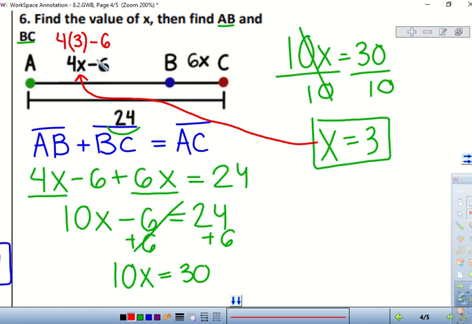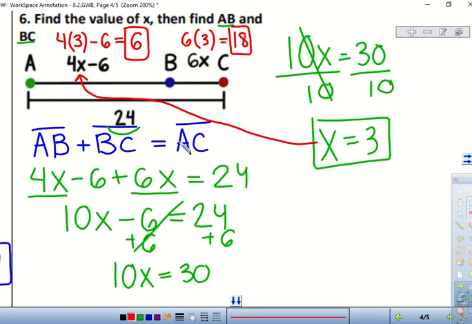So basically what you do here is you're taking the x that we just found and plugging it into the expression for each of these lengths. See how we're plugging the x back in to get the length. So what is 4 times 3? 12. What's 12 minus 6? 6. So this length is 6, right? And then the other one is 6 times 3, which is what? 18. Good.